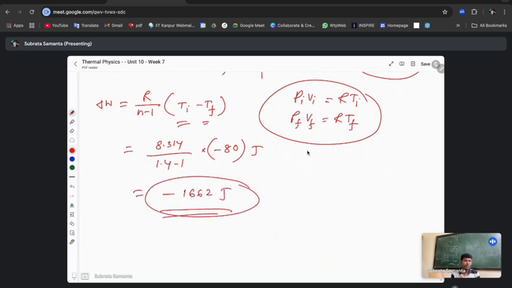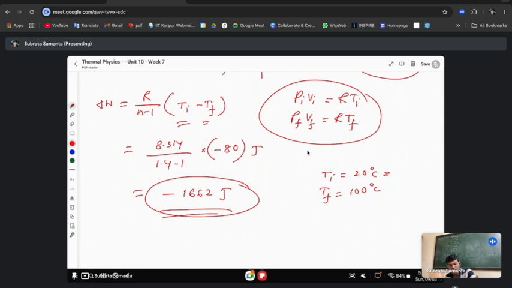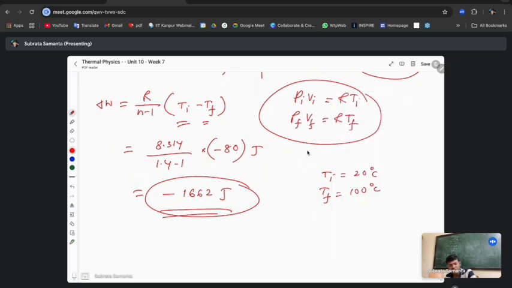So there is a minus sign, okay, and that is important because Ti, the initial temperature, is 20 degrees centigrade, and the final temperature is 100 degrees centigrade, right? So at constant pressure, the temperature increases, right?